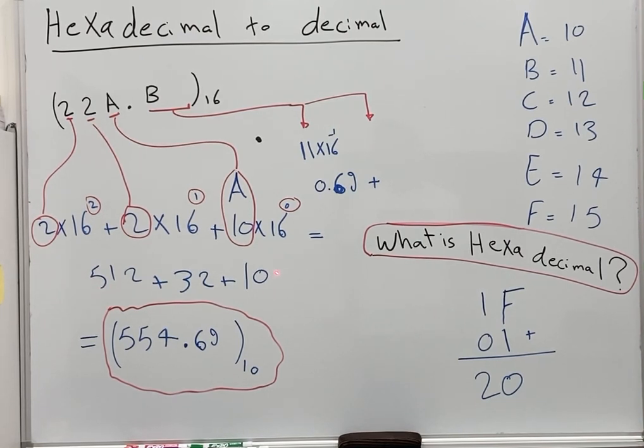So now we will add them together, but we should finish the fraction. Because it's the first bit to the right of the fraction point, we'll make it 16 to the power of minus 1. Then we multiply it by B, which is 11. So we'll get this number. We'll take this number and add it to all the others. So we'll get this number in the decimal world.